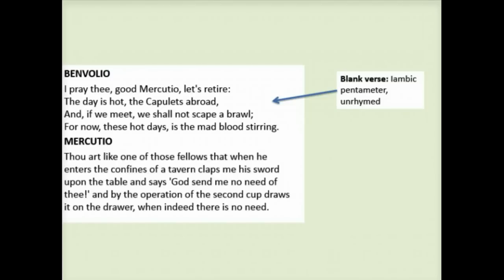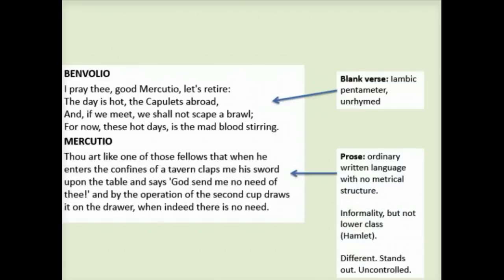Then Mercutio says, "Thou art like one of those fellows that when he enters the confines of a tavern, claps his sword upon the table and says, 'God send me no need of thee,' and by the operation of the second cup draws it on the drawer, when indeed there is no need." And hopefully you can see straight away that this is an example of prose. It's ordinary written language. There's no rhyme, there's no metrical structure. It's just written like a page from a normal storybook. But it's used to symbolize something important about the character of Mercutio, because Mercutio is pretty much the only character who always or almost always talks in prose in this play.